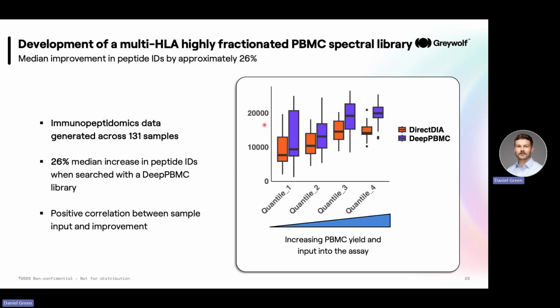And what you can see from the graph on the right-hand side is although we generally always improve on peptide IDs with deep PBMC, those results are more variable when we're in lower quantiles of PBMC yield. So quantile 1 here really describes the quantile that has the lowest input of PBMC into this assay. And what you can see is there's a positive correlation with the amount of PBMCs we put into the assay relative to the amount of gain that we get in peptide IDs when searching with this deep PBMC library.